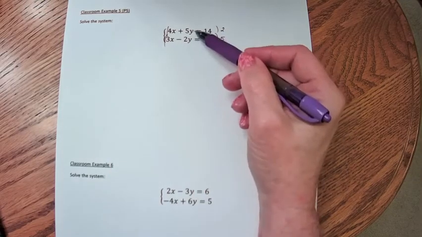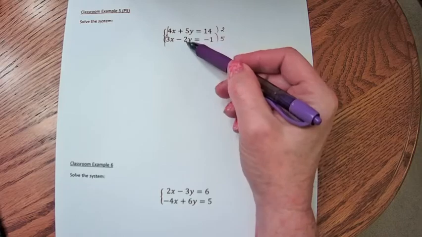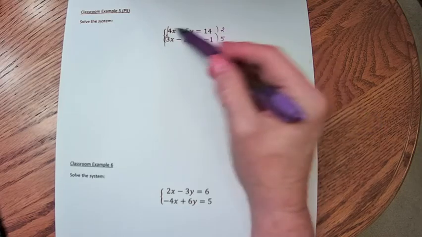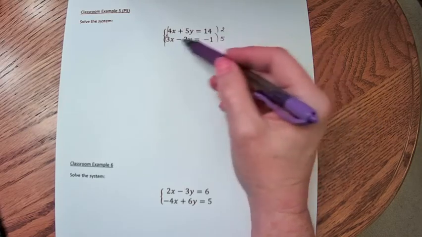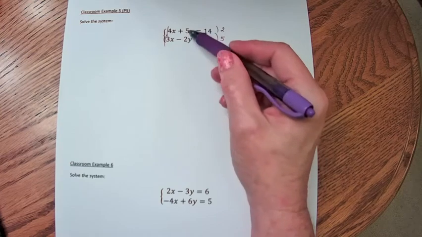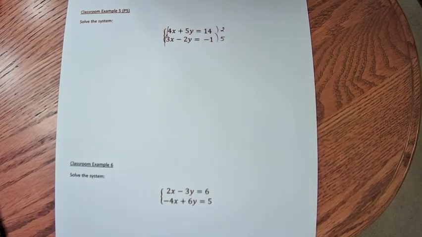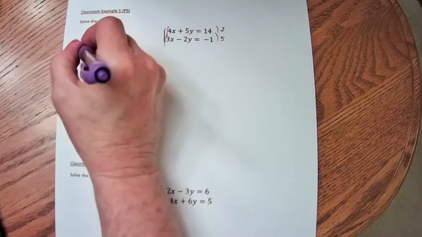Where did I get the 2 and the 5? Multiply this equation by 2, and then multiply the second equation by 5. I was looking at the coefficients of the two equations.